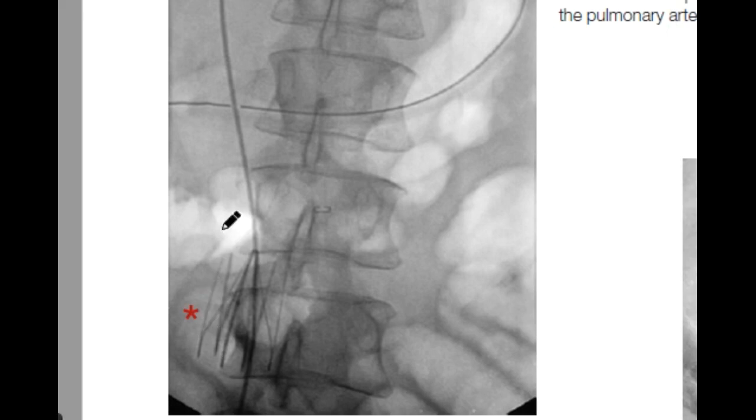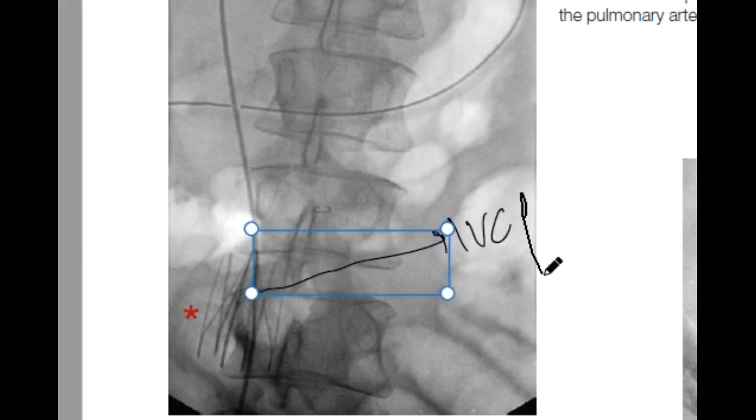If you see here, this is an X-ray or radiograph, and in this radiograph here you can see this structure. See, this is the inferior vena cava filter which is put.